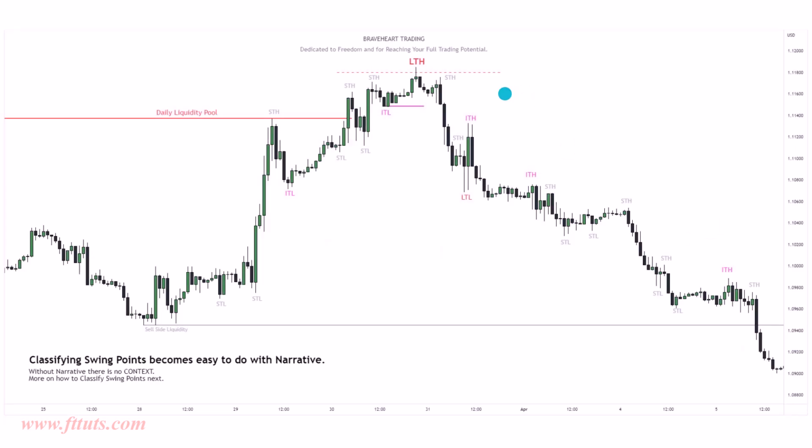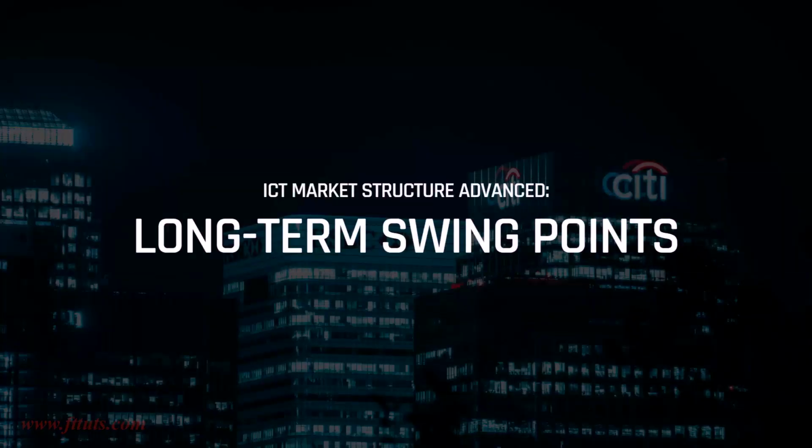So now we have narrative, we have terminus. Okay? Classifying swing points becomes way easier to do. So the narrative is from this, we're going to trade lower to here, first objective. So now we can start labeling every single swing high and swing low and how we can take action on that swing high and swing low. So without narrative, there is no context. Okay, and without context, it's hard to classify swing points. So now let's talk about how you can classify swing points, starting with long-term swing points.